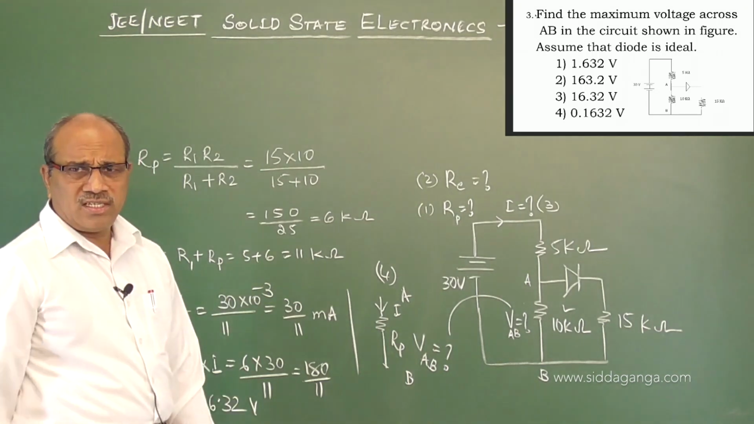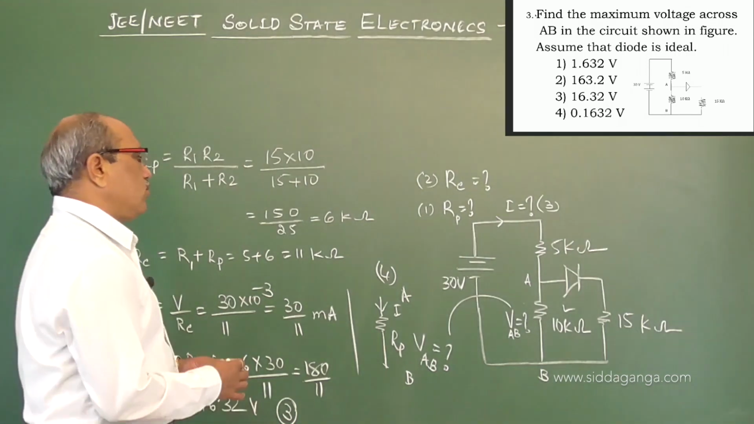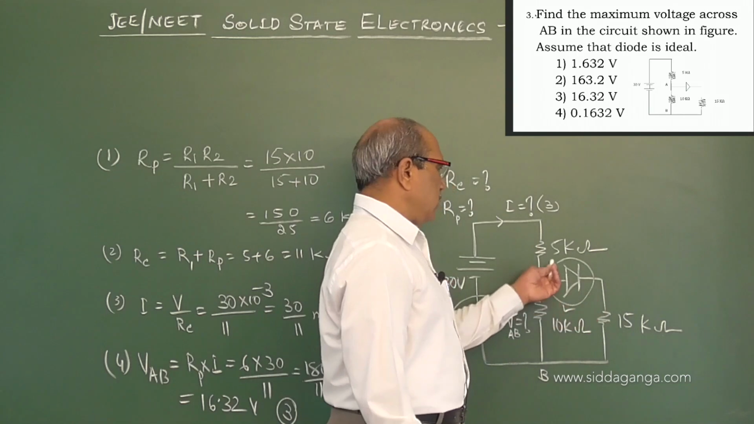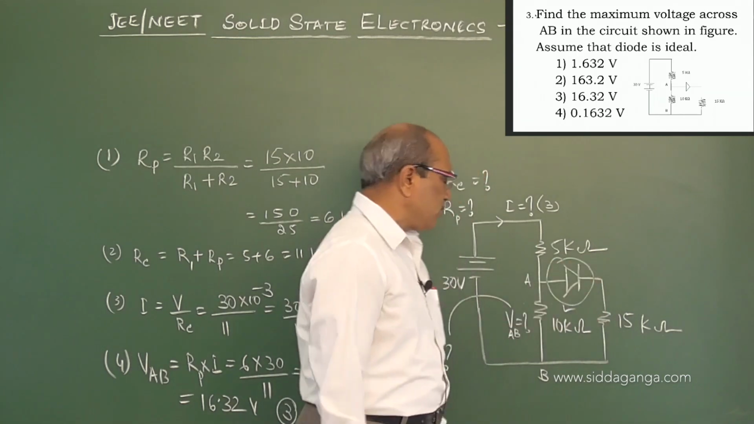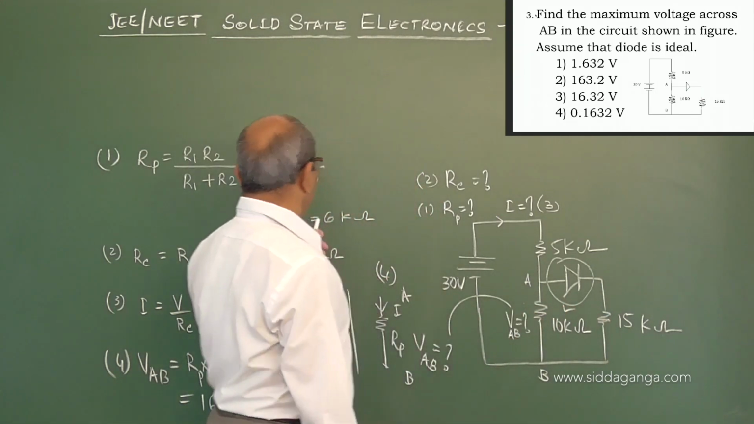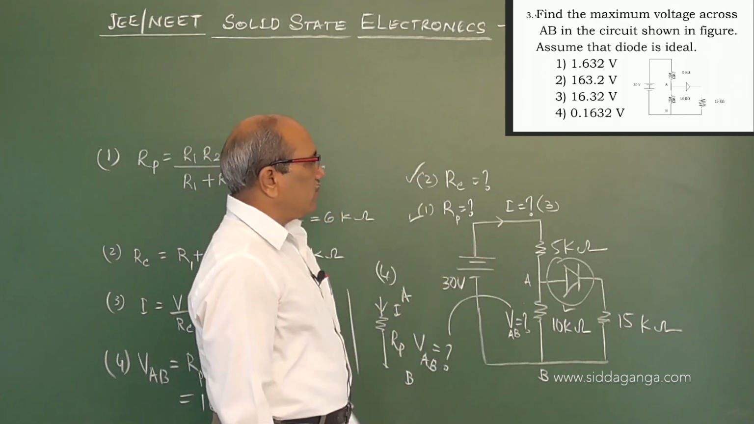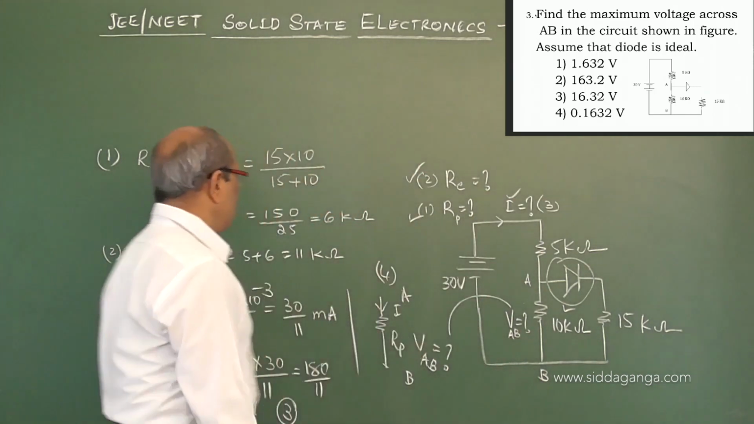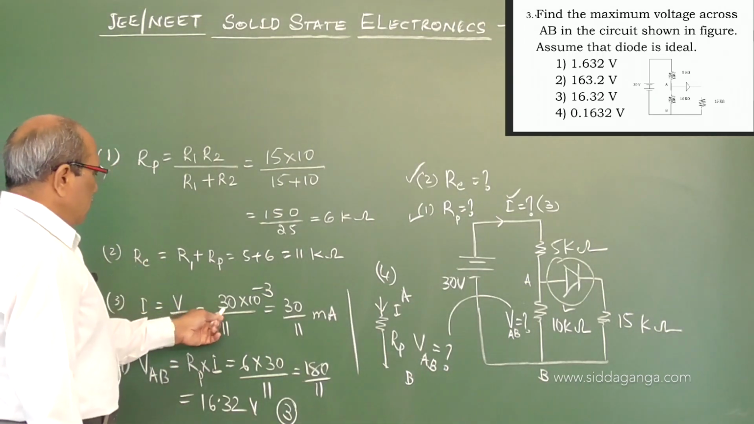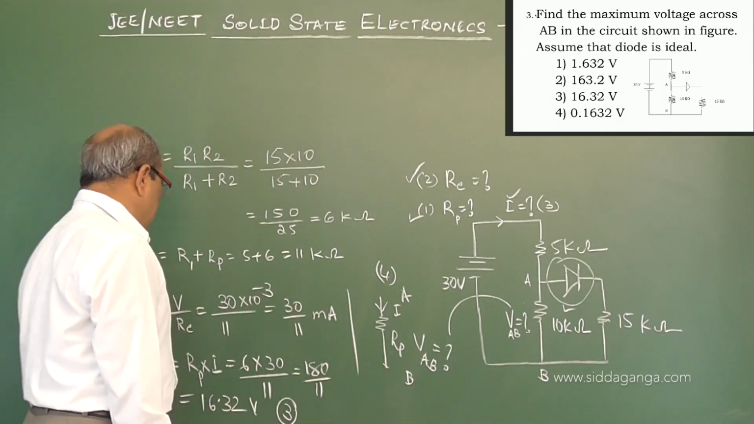Option number 3 is the answer. I hope you understood. This is the main voltage. It is an ideal diode, so the forward internal resistance is almost 0. These two resistors are in parallel, and we take them as a combination. First step, the parallel combination is determined. The effective resistance is calculated, which helps you calculate the current. VE by RE, that is 11 kilo ohm, with kilo going to the numerator, gives 30 by 11 milliampere.